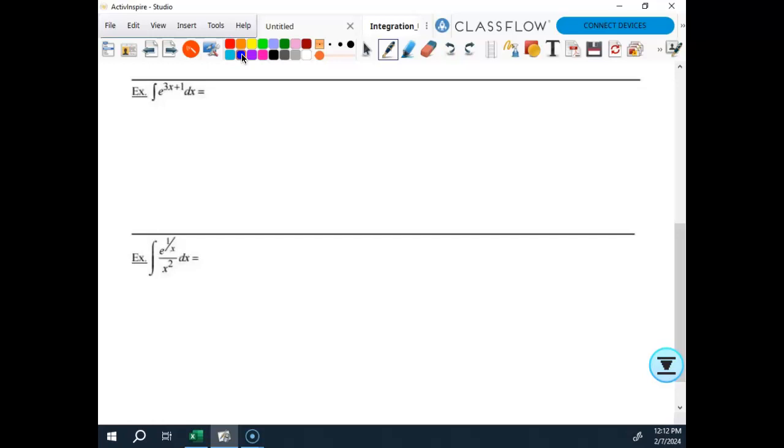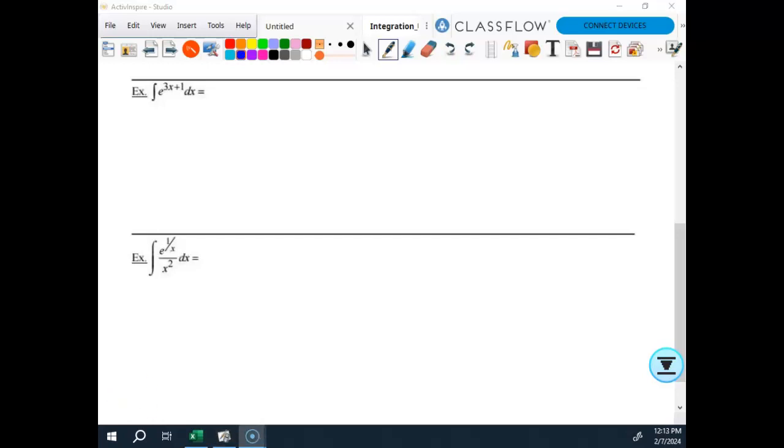So, remember that there's no product rule for integration. If I was going to take the derivative of this, yes, I'd have a product rule, I can do that. It does not work that way for integration.